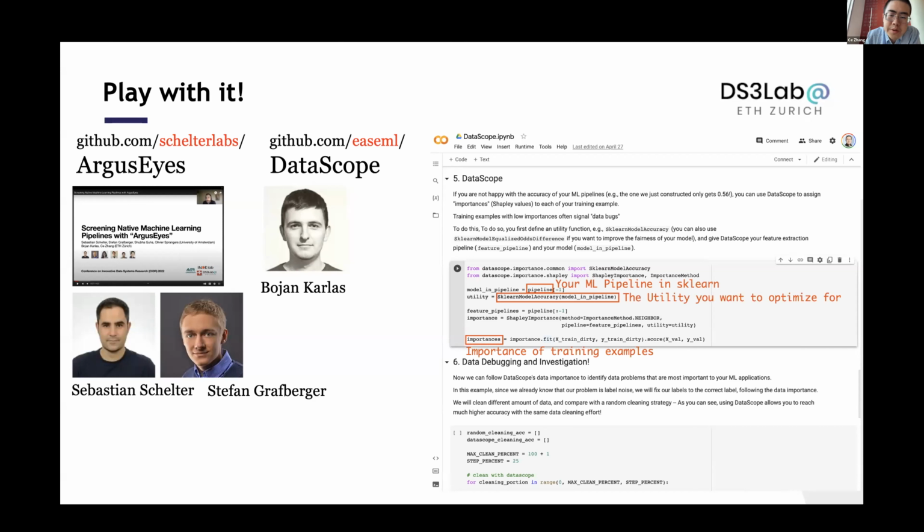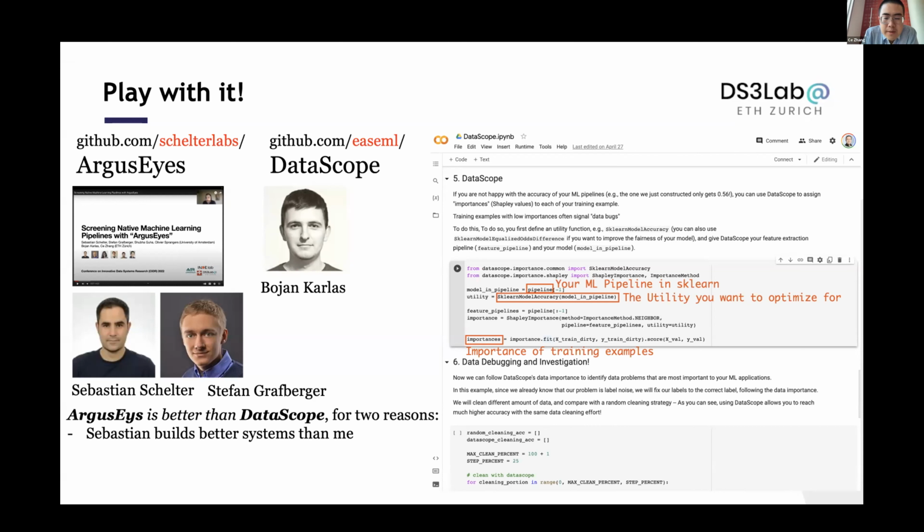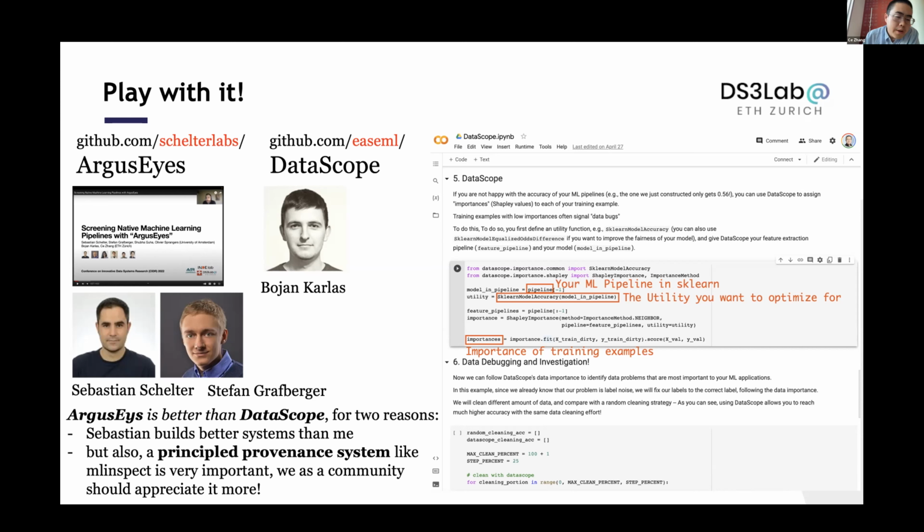But one thing that's interesting that I want to emphasize is that if you compare these two systems, ArgusEye is way better than Datascope. There are actually two reasons. First, Sebastian just built better systems than I do, which is definitely true. But second is a fundamentally technical one: a principled provenance system is very, very important.